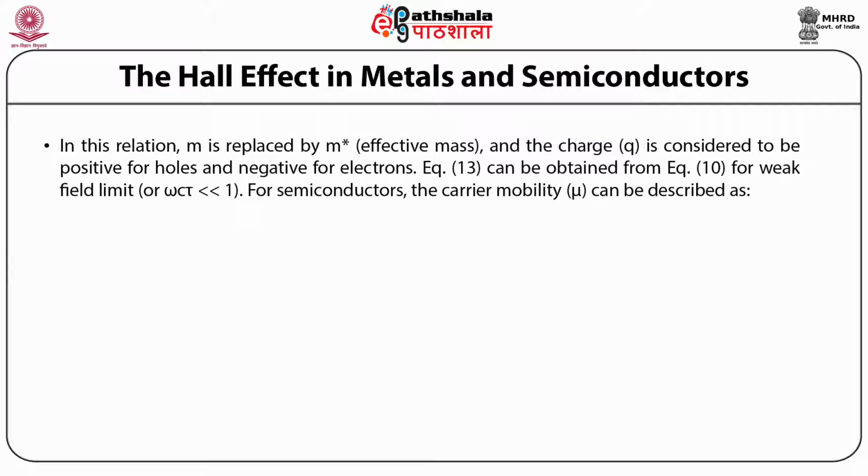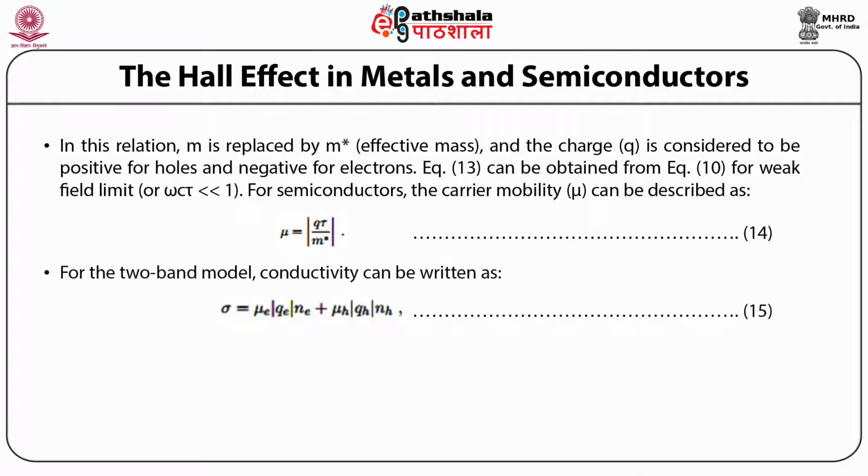In this relation, m is replaced by m star, the effective mass, and charge q is considered to be positive for holes and negative for electrons. Equation 13 can be obtained from equation 10 for the weak field limit, or omega tau much smaller than 1. For conductors, the charge carrier mobility mu is given by the modulus of q tau divided by m star, which is represented as equation 14.